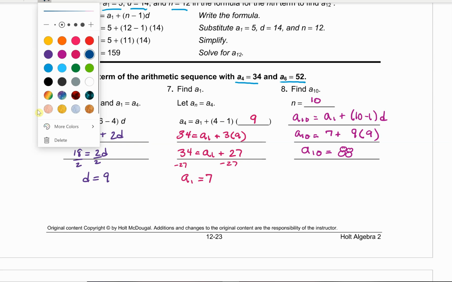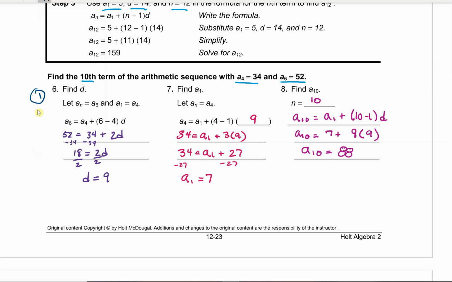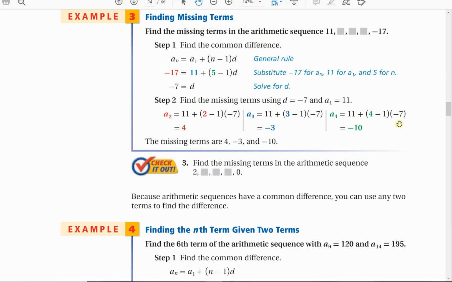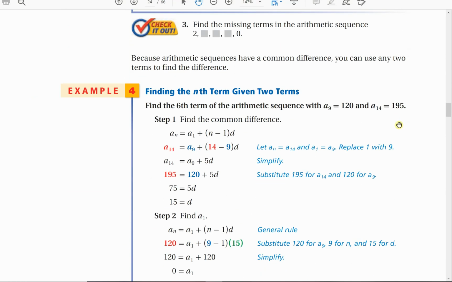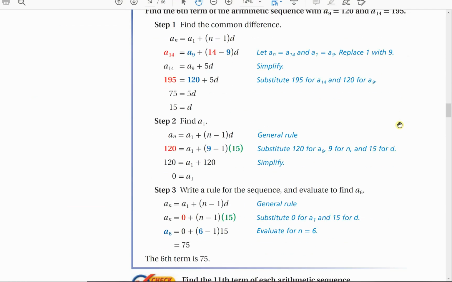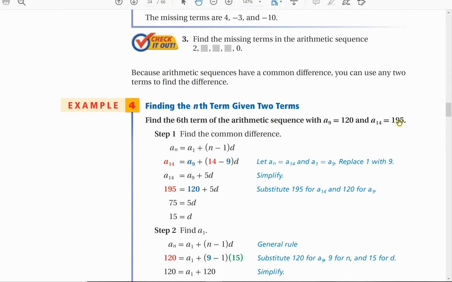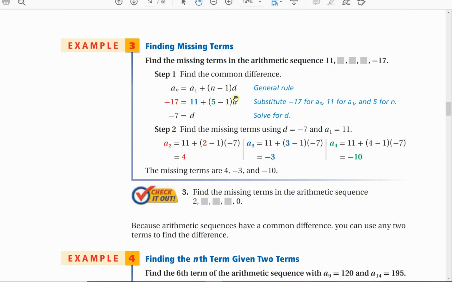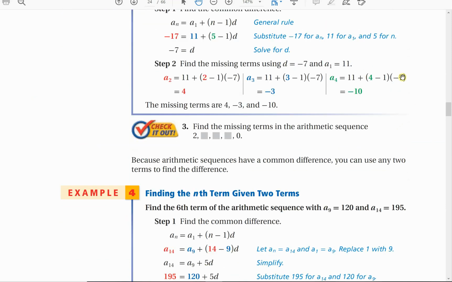So it's a three-step process. Step 1, find d. Step 2, find a1. Step 3, use both of those to find whatever term you're looking for. All right, let's go back to the text. There's another example here. Example 4 kind of goes over that. And really example 3 is a variation on that, except we're only looking for d, and then we're going to use d to find those terms that are in between.